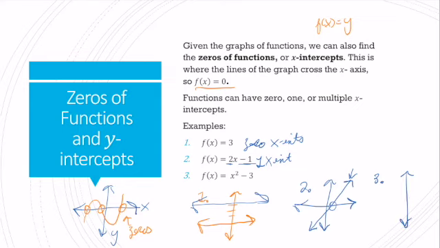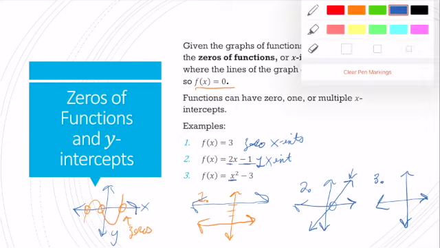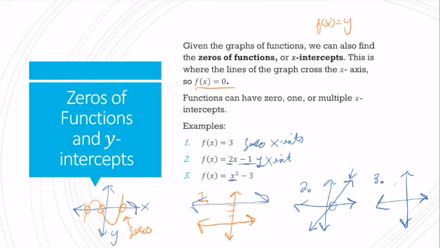Next, f of x equals x squared minus 3. What is that graph going to look like? What type of function is that? So x squared minus 3, that's an example of a quadratic function. Its graph is going to look like a parabola. That's these big U-shaped guys. And it's been shifted down 3, and we'll talk more about that later.